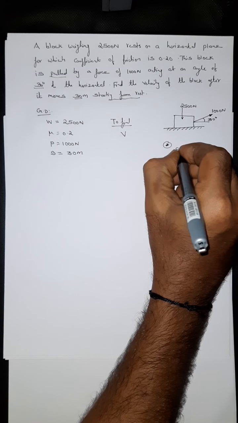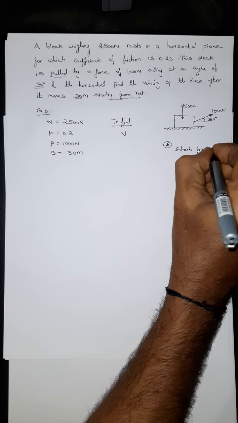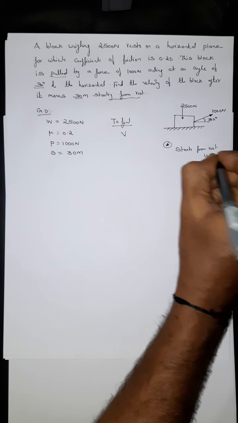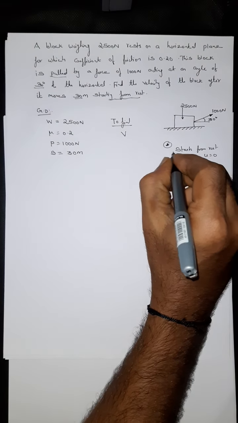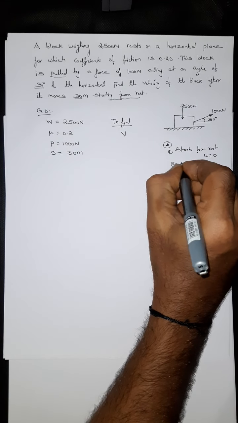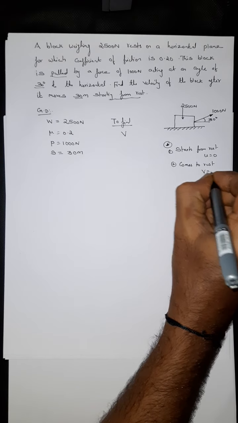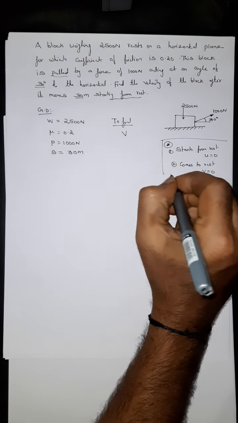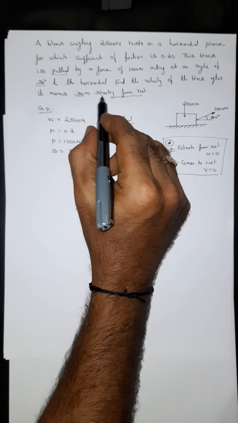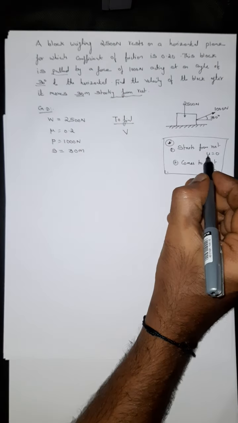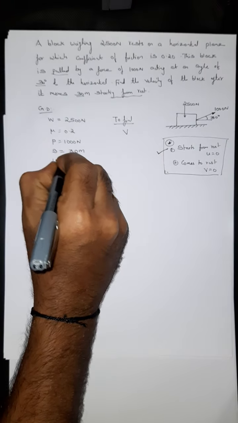When a body starts from rest, u is equal to 0. When the body comes to rest, it means v equal to 0. Here it says starting from rest, so you'll have to choose this one: u is equal to 0.